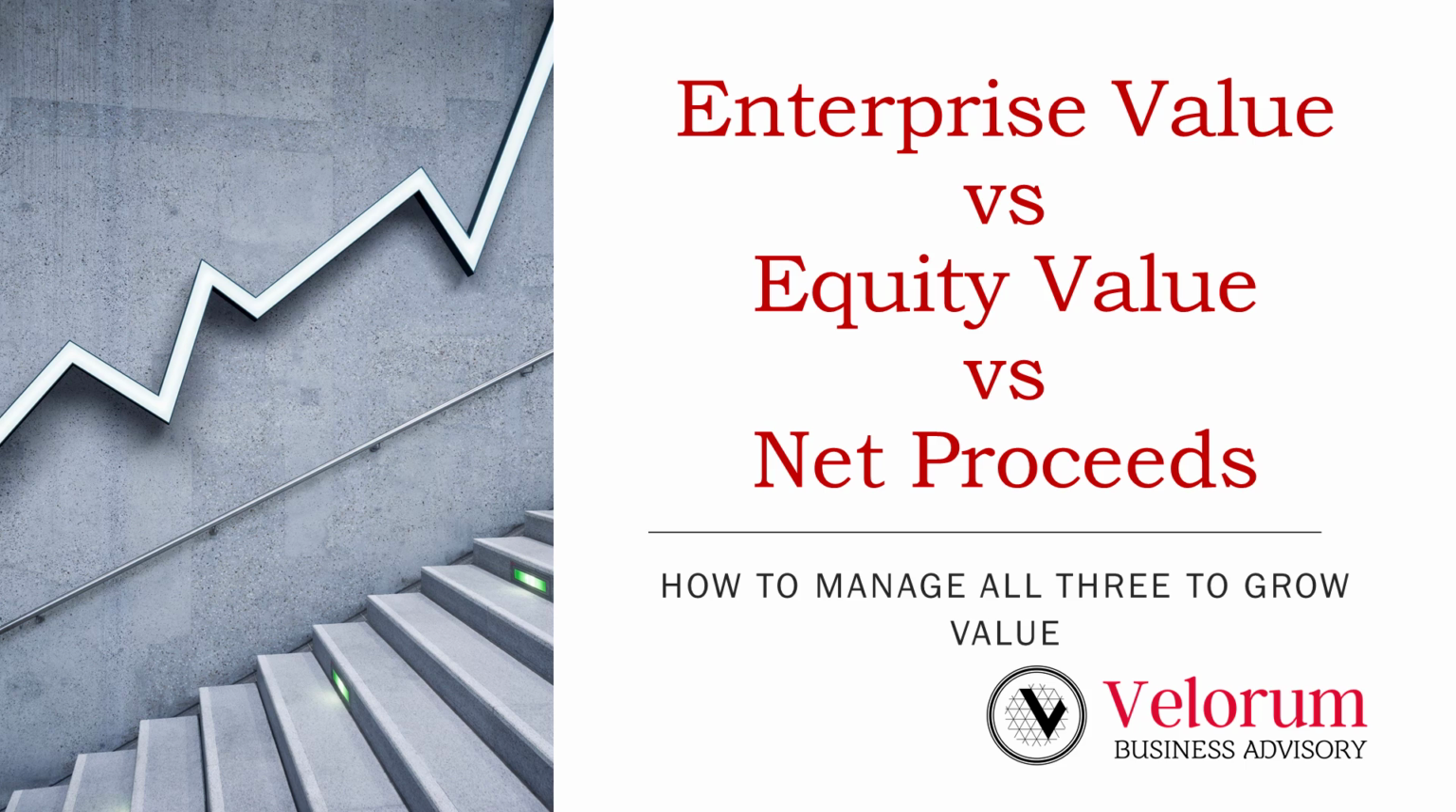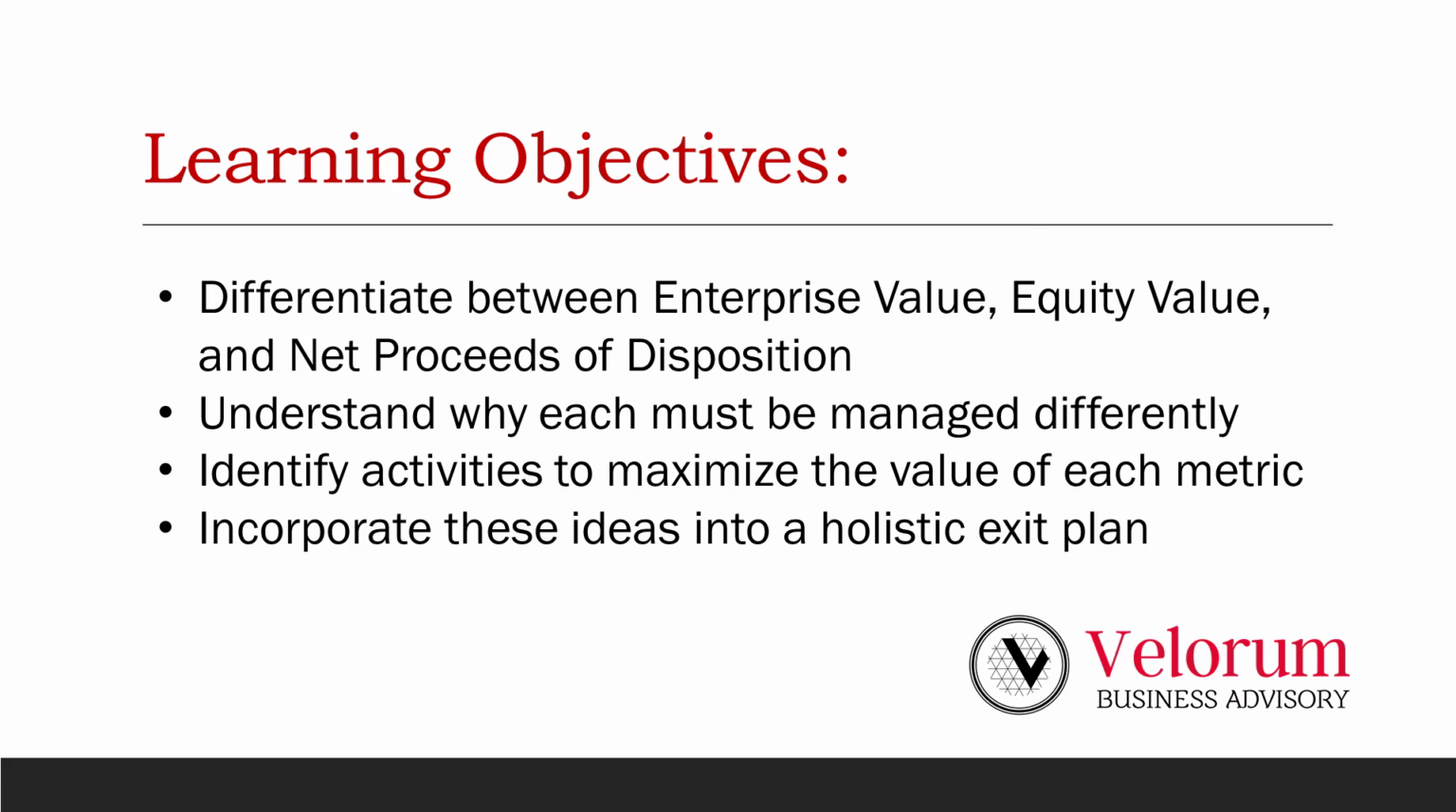Okay, so there's three metrics that are extremely important. If you're looking to exit your business anytime in the next 10 years, you need to understand these values: enterprise value, equity value, and net proceeds. You need to understand the difference between them. You need to understand that you need to manage them differently to optimize each of them. And what you also need to appreciate is that if you don't manage one or all of them properly, you're going to end up with a suboptimal exit.